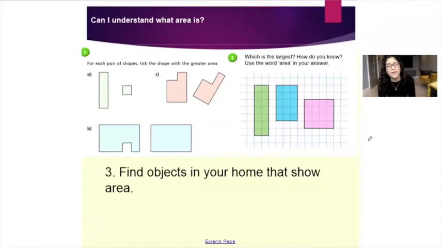So you have 3 different parts to this independent piece of work. Pause the video, work through it as best as you can, and then when you unpause, we will go through the answers together. Right, let's go through these questions together.